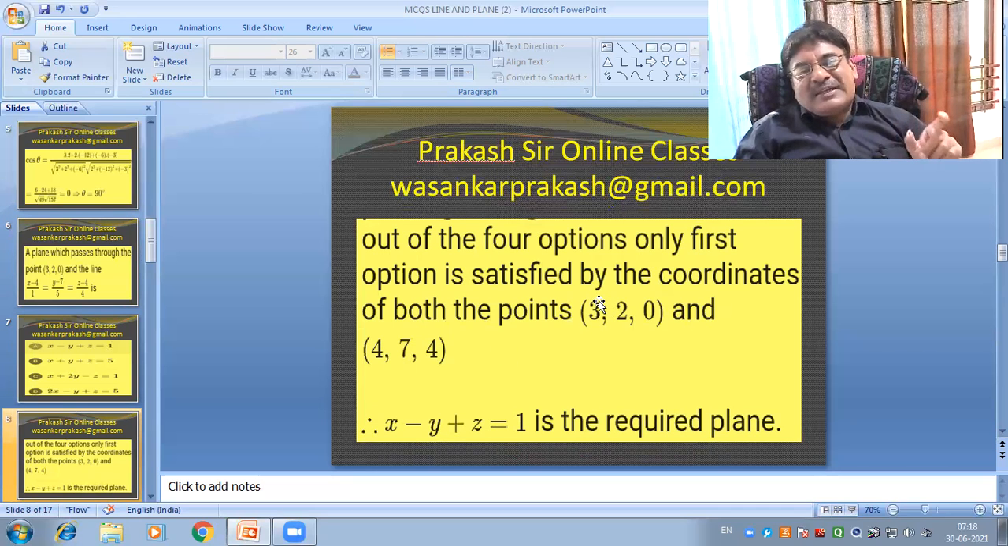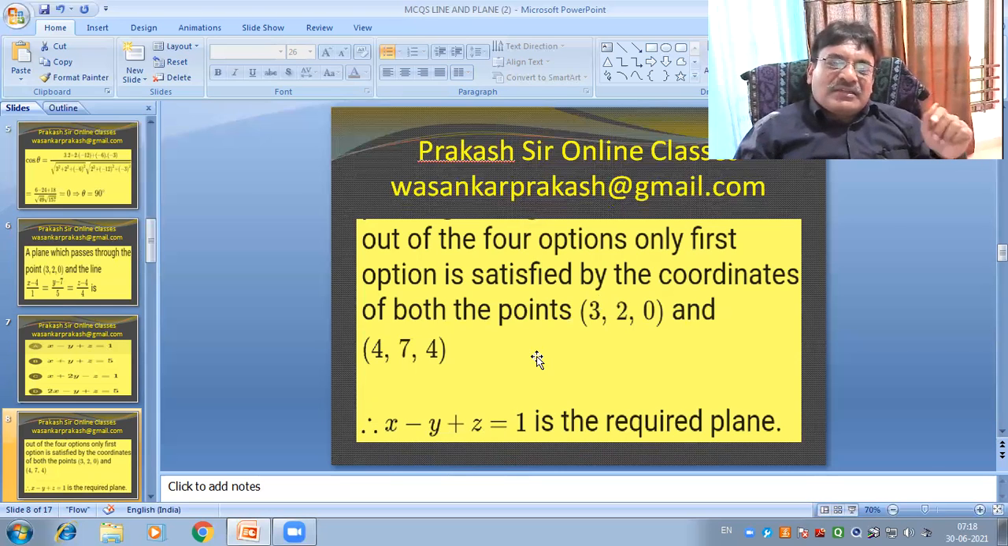Both these points satisfy the equation of the plane given in option A. Therefore, A is the correct option, that is x minus y plus z equals 1 is the required equation of the plane. And this is the solution of the second multiple choice question. We solved the second multiple choice question by using tricks in mathematics.